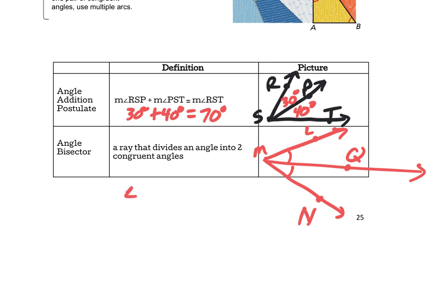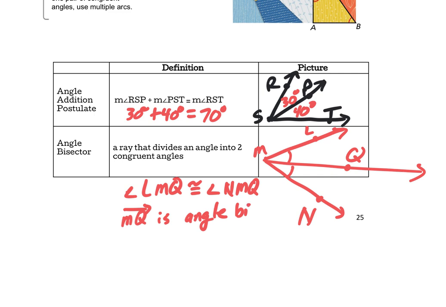So in this case, we're going to say angle LMQ is congruent to angle NMQ. And so we would say that MQ, ray MQ, is the angle bisector of angle LMN. And so what that means is it splits that angle right down the middle, bisects it. Bisects means cut in half. Sec means to cut, bi means to cut in two. Two equal parts.